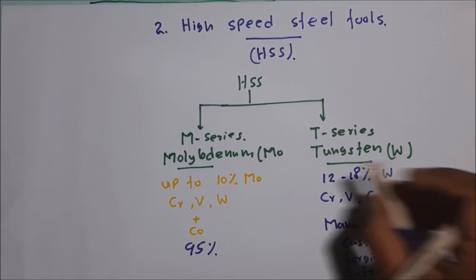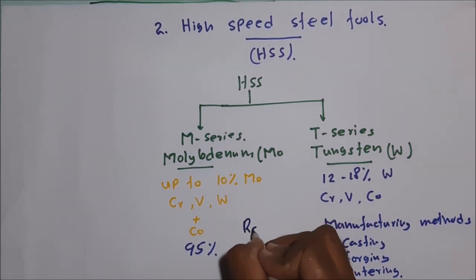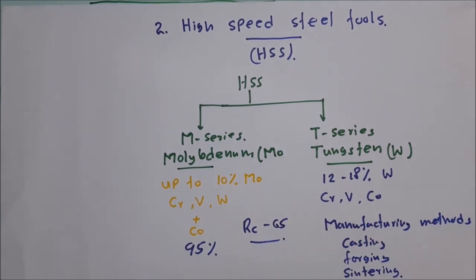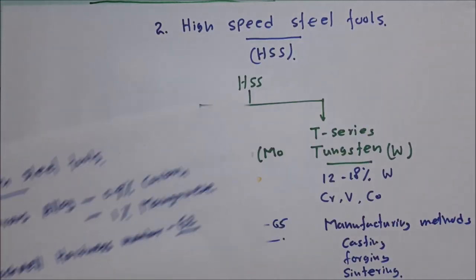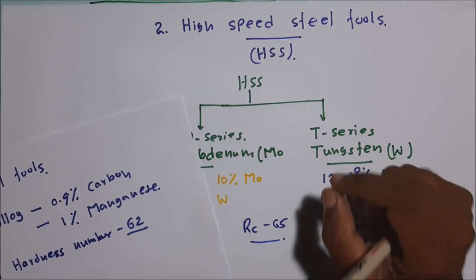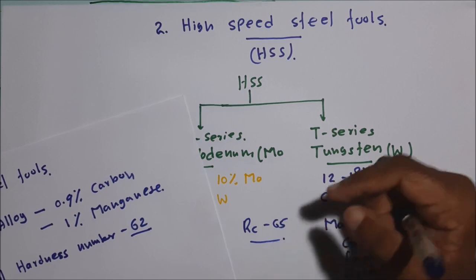These are the methods of manufacturing this material, HSS cutting tools. Then the Rockwell hardness number, RC number, is around 65. Earlier I explained the high carbon steel tools, which are around 62. Here it is 65, a slight increase, but the important property is that this hardness can be retained at elevated temperature.